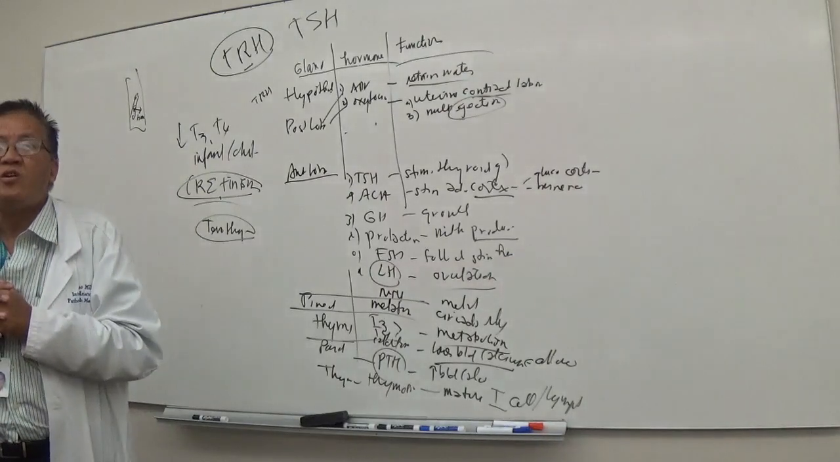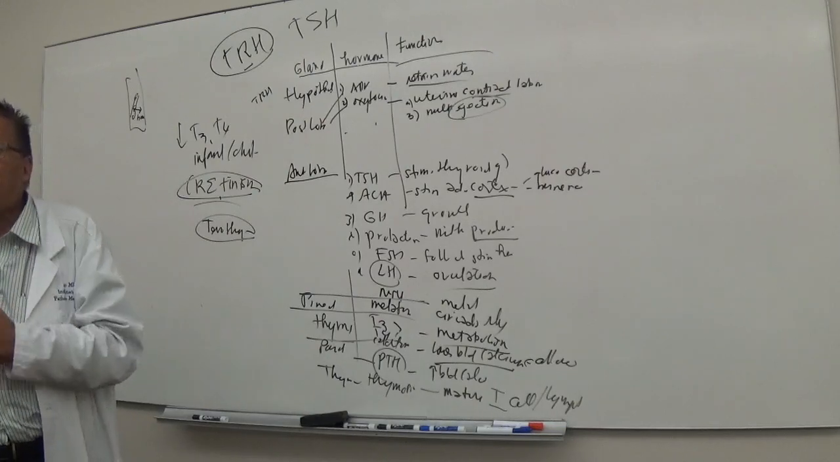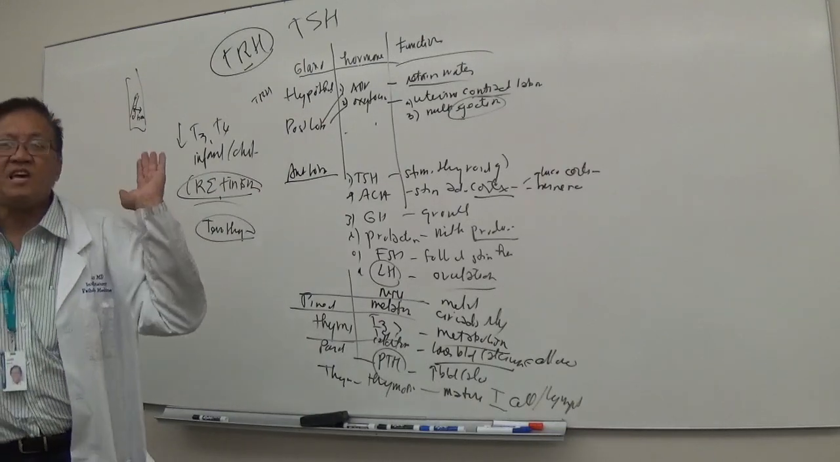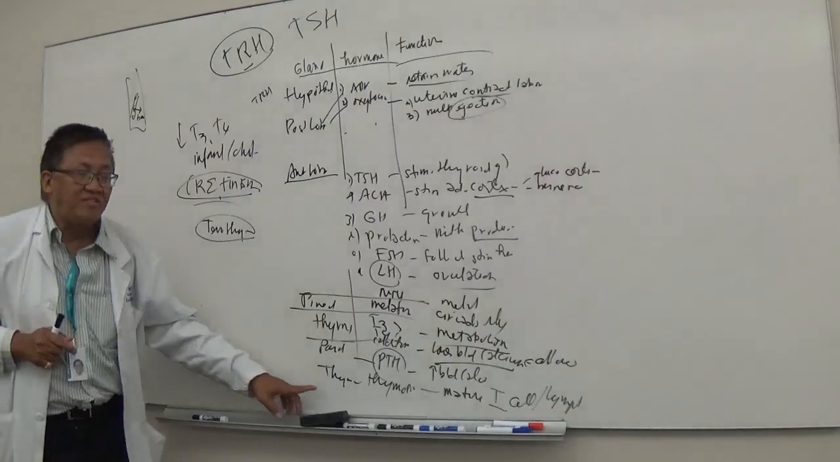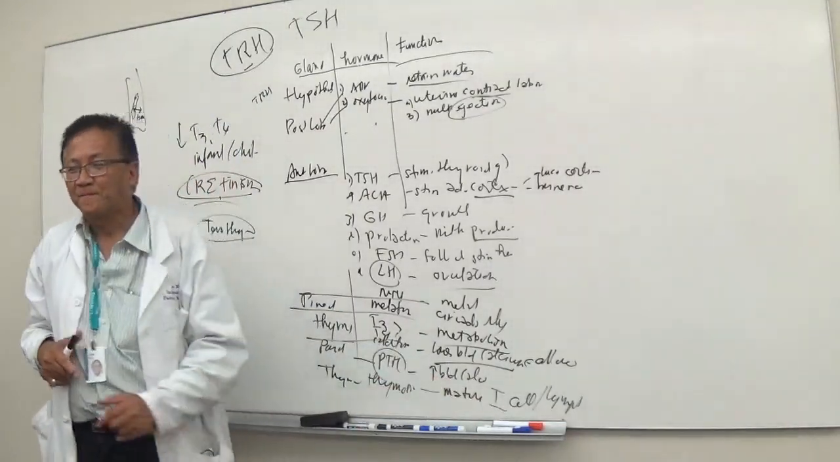So where is the training going to take place? In the thymus gland. Which particular type of cell? It's easy to remember, why? What is the first letter of thymus? What's the first letter of T cell? How can you forget?